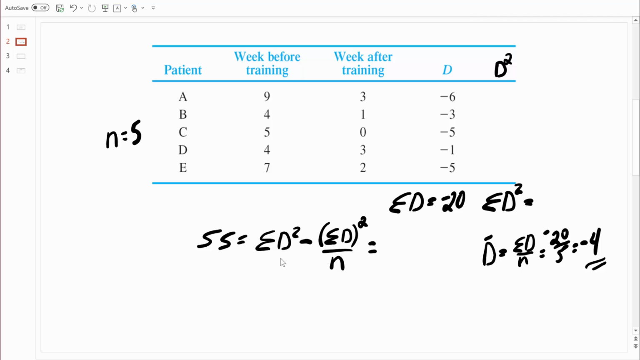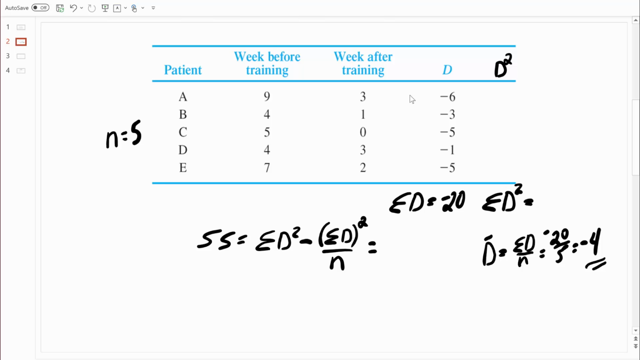When we look at our formula right here for sum of squares, we can see that we're going to need the sum of the squared difference values. So I put a column up here for squared difference scores. We also need to know the sum of the difference scores squared. We already know the sum of the difference scores, so we can easily square that value. So it looks like the next thing that we need to do is square each one of these difference scores.